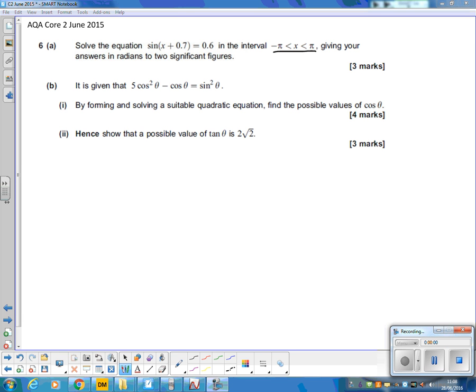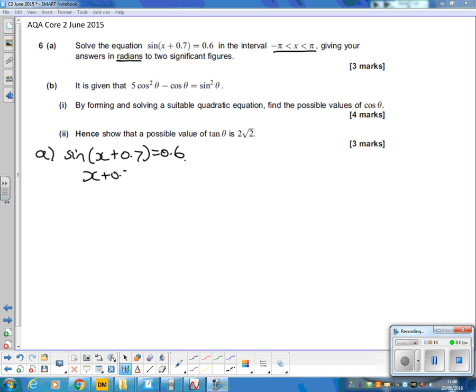Okay, so we have a trigonometry question here. So this one is in radians. It's asking us to solve an equation to start with. We've got the interval and it's telling us to give the answer in radians, and there's no degree symbol, so lots of hints that we're in radians.